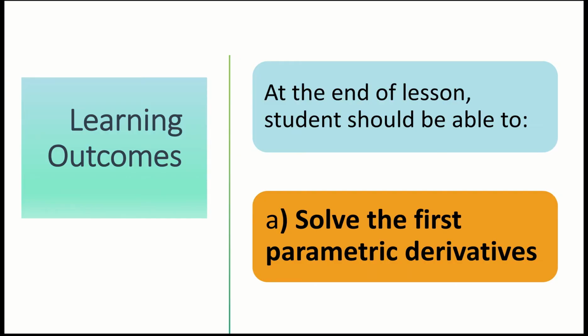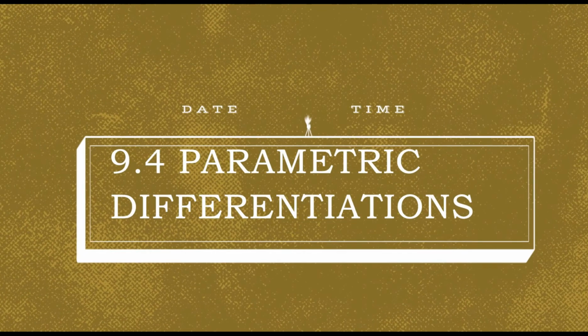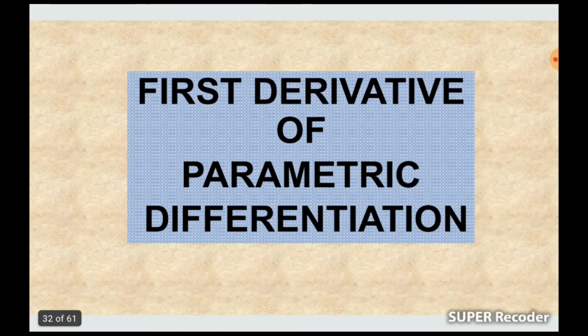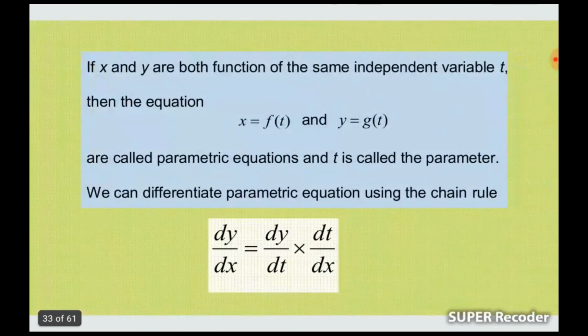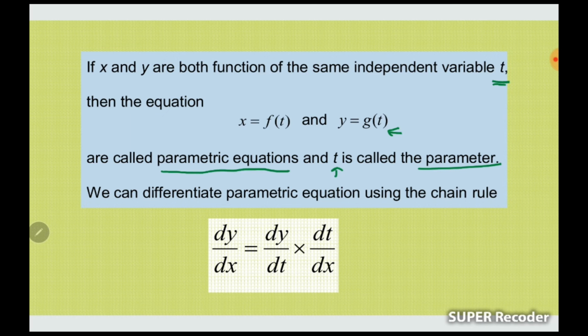At the end of the lesson, students should be able to solve the first parametric derivative. First derivative of parametric differentiation. If x and y are both functions of the same independent variable t, then the equations x equals f(t) and y equals g(t) are called parametric equations, and t is called the parameter. We can differentiate parametric equations by using the chain rule.